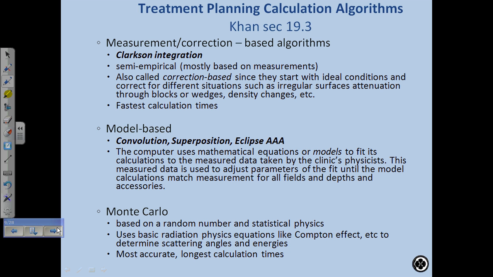And so how does that work? It's semi-empirical, mostly based on measurements. Also called correction-based since they start with ideal conditions and correct for different conditions such as irregular surfaces. Okay, what does that mean? These algorithms use all the data that you collect in your beam. So what data do we collect? PDD, profiles, alpha factors. They use that data to calculate isodose lines.